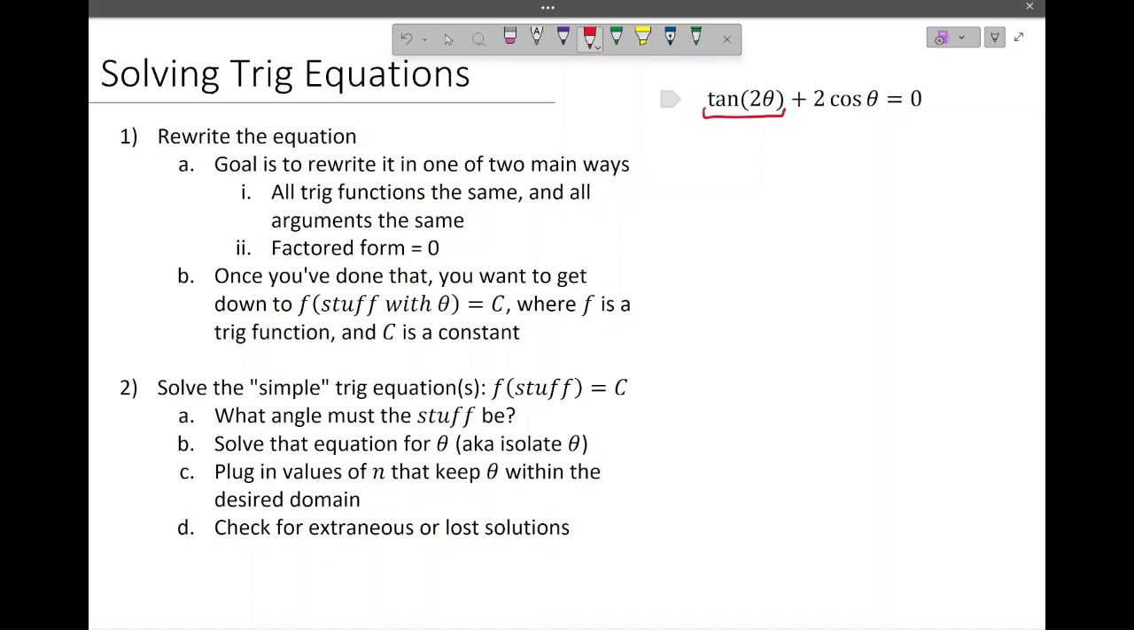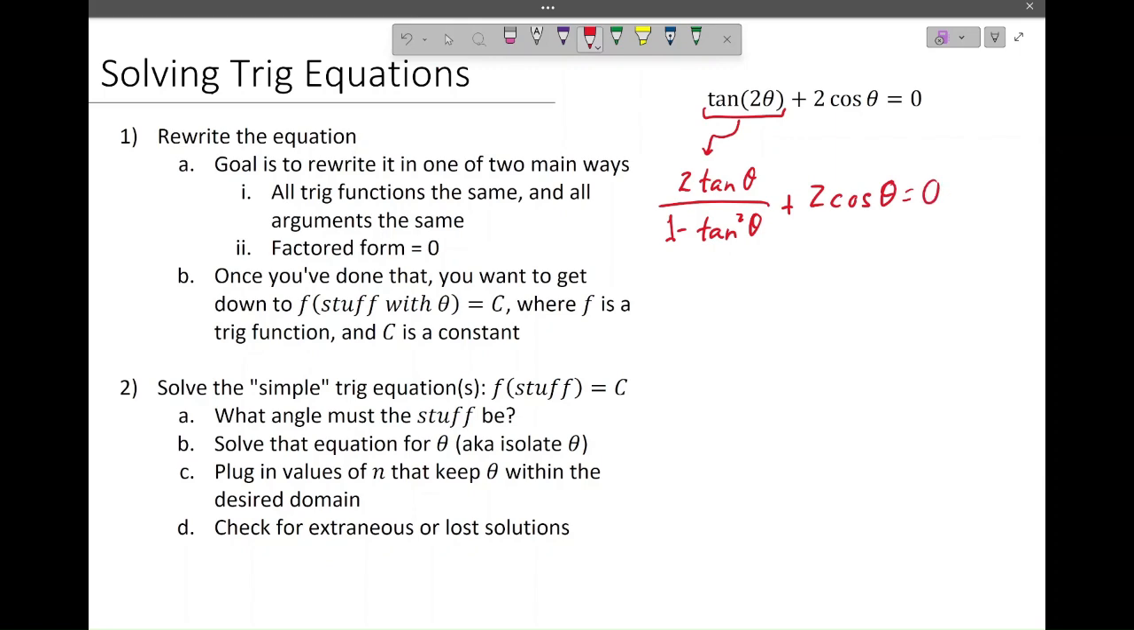This is not the only way to do it. This is the way that I thought of it first. So I'll just share what I did and what led me to this interesting discovery that I had to go through and wrestle with. So our tangent double angle formula is 2 tangent of theta over 1 minus tangent squared of theta, plus 2 cosine of theta is equal to 0.